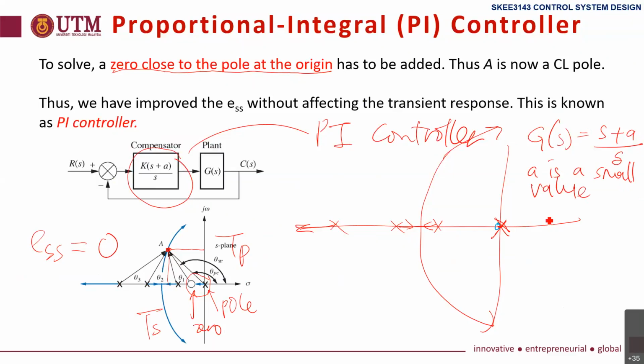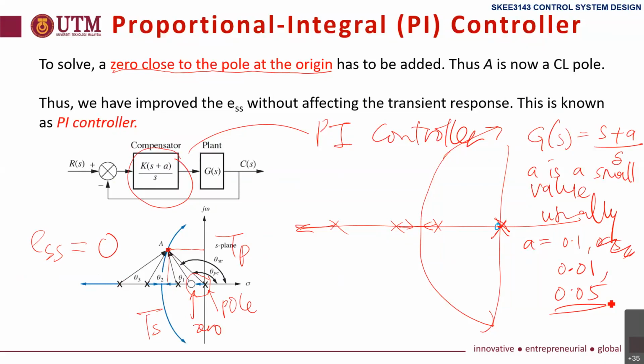Usually a equals 0.1, or 0.5, or sorry, 0.5 is too big. 0.1, or 0.01 in between, or 0.05. Small value. There is no way to calculate. We can just use that value. In the exam, normally the value is given, or if not given, then you can use any small value. The smaller is better, near to zero.